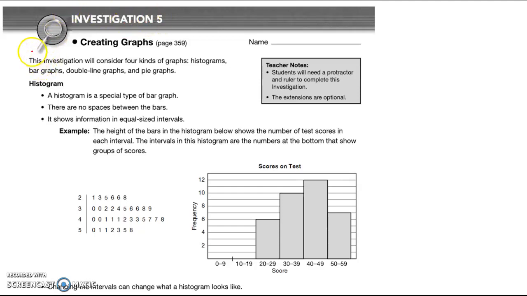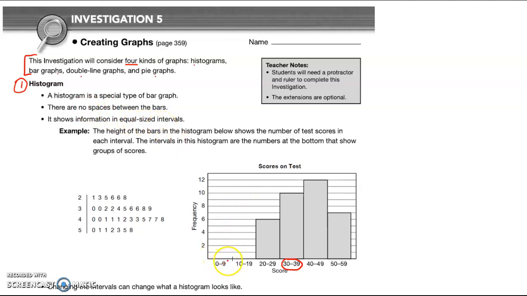If you look up here, it says this investigation will consider 4 kinds of graphs: histograms, bar graphs, double line graphs, and pie graphs. So the very first one that we're going to take a look at is what we call a histogram. What's different between a histogram and a bar graph is, well, they're actually very similar, but you'll see that there's a range. It says a histogram is a special type of bar graph. There's no spaces between the bars, and it shows equal-sized intervals.